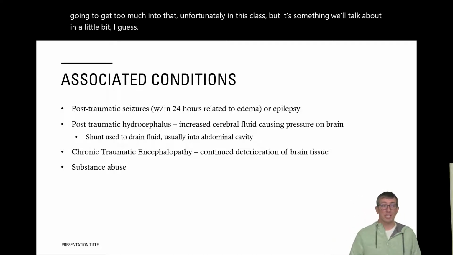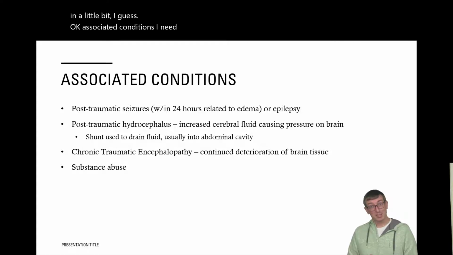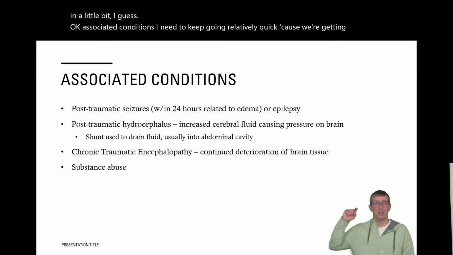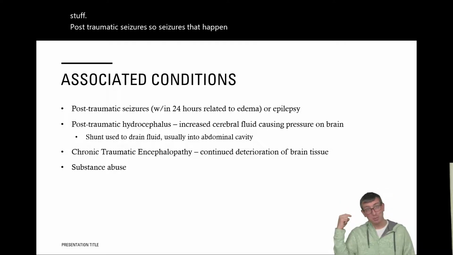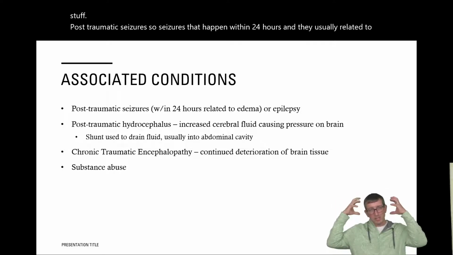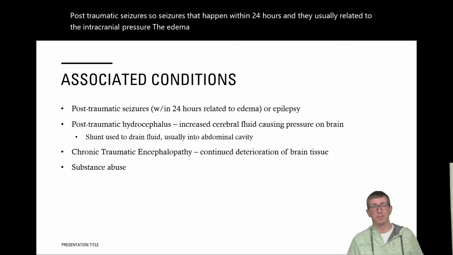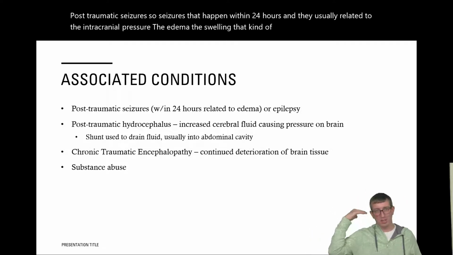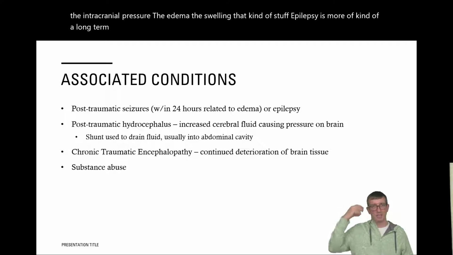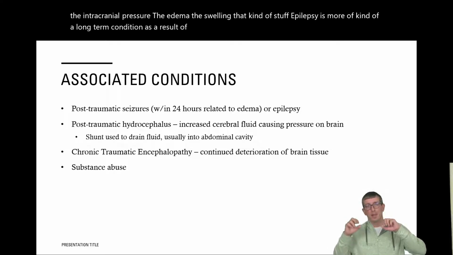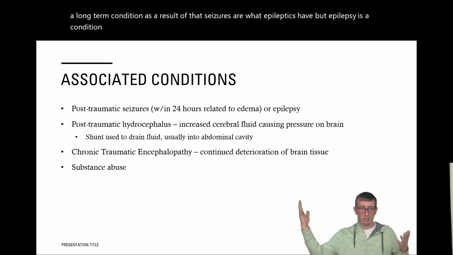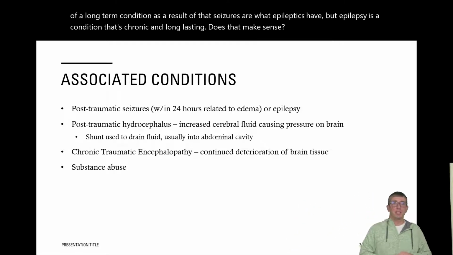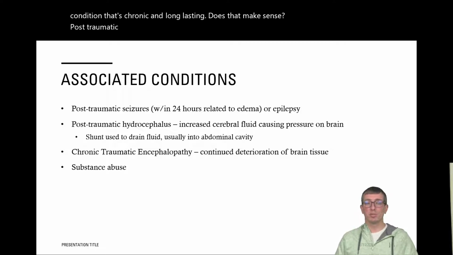Okay, associated conditions. I need to keep going relatively quick because we're getting to the good stuff. Post-traumatic seizures, so seizures that happen within 24 hours and are usually related to the intracranial pressure, the edema, the swelling, that kind of stuff. Epilepsy is more of a long-term condition as a result of that. Seizures are what epileptics have, but epilepsy is the condition that's chronic and long-lasting. If that makes sense.